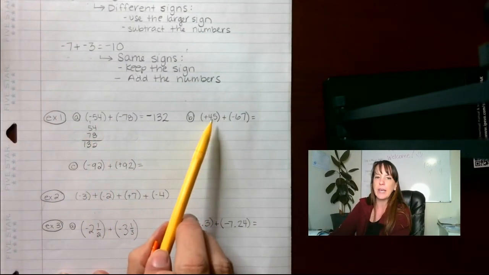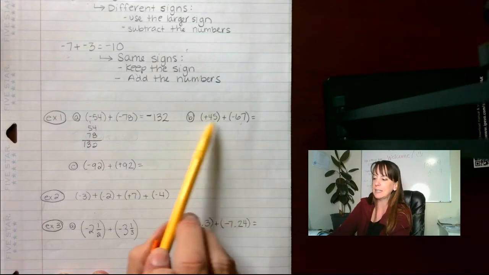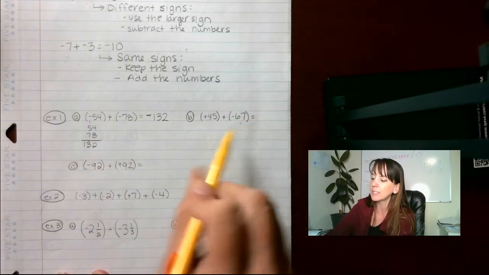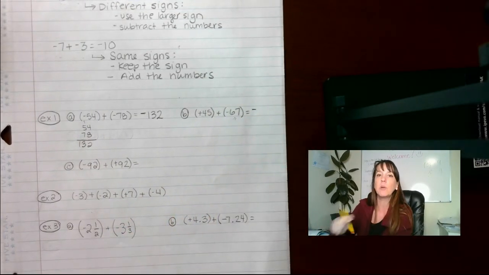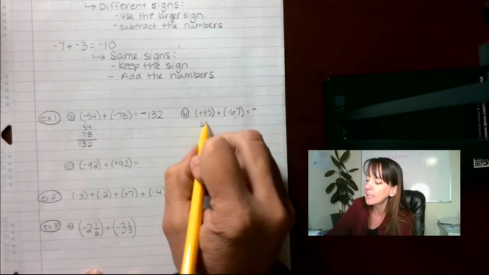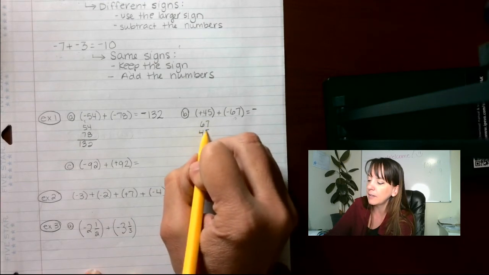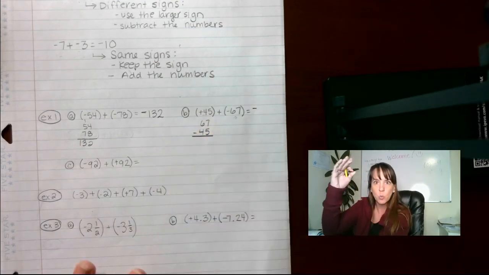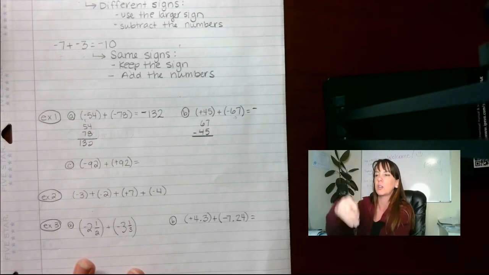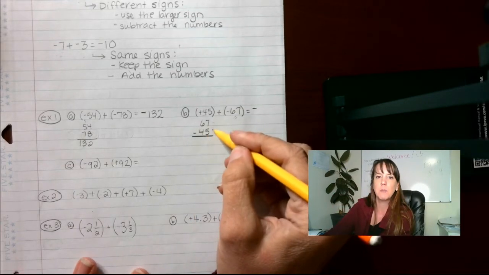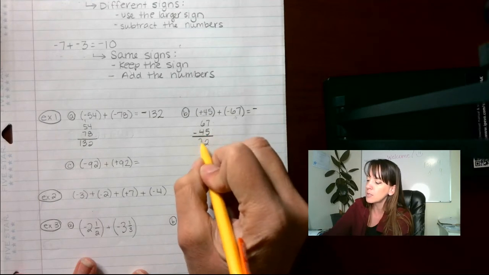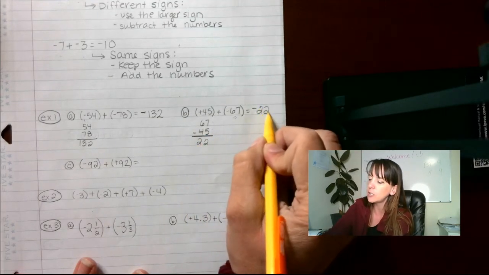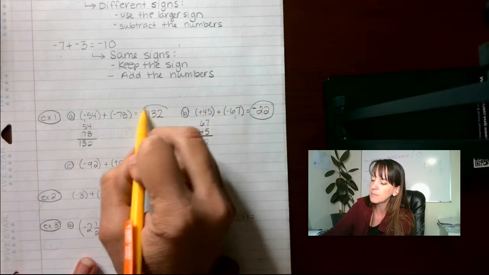For B, these guys have different signs. Different means subtract. The 67 is the larger one, so negative 67, and then we want to find the difference between those two, meaning 67 and 45. You always subtract the smaller one from the larger one. So larger, smaller, difference. So 5, 6, 7, 2, and so we end up with negative 22 as our answer.